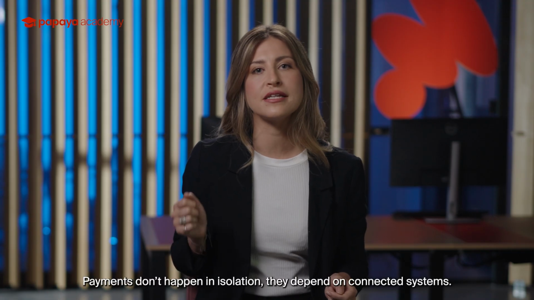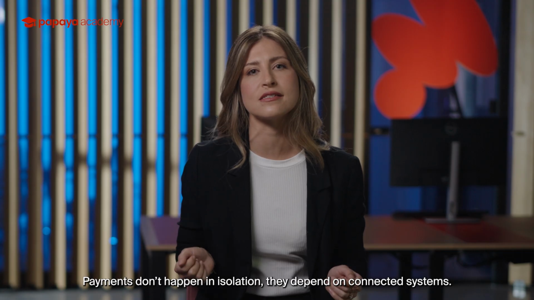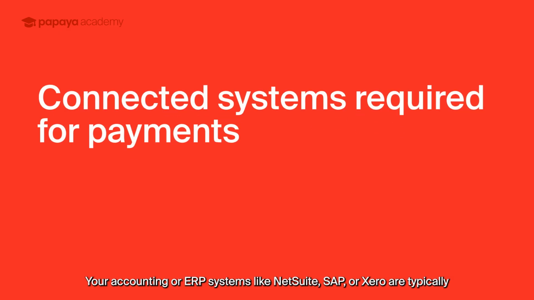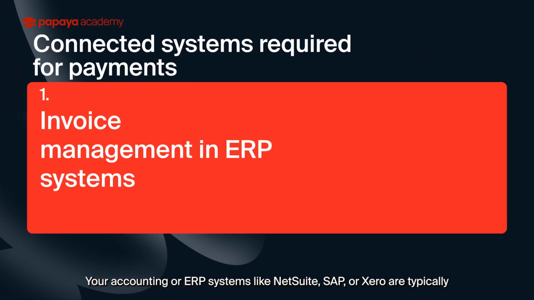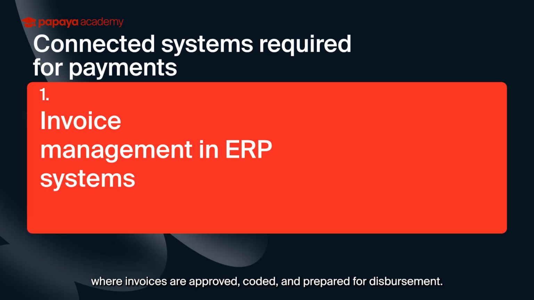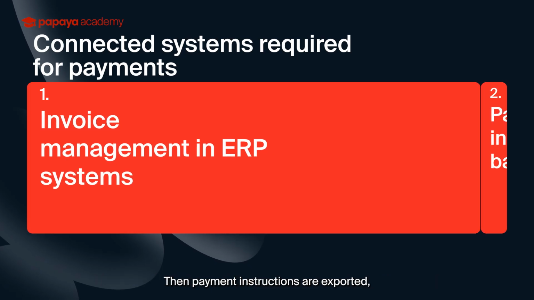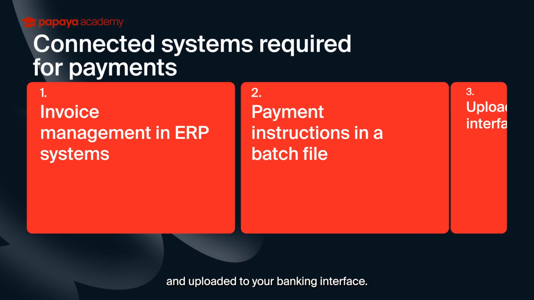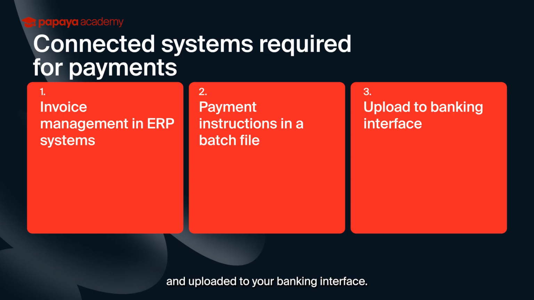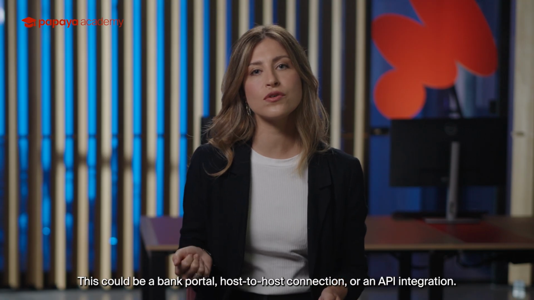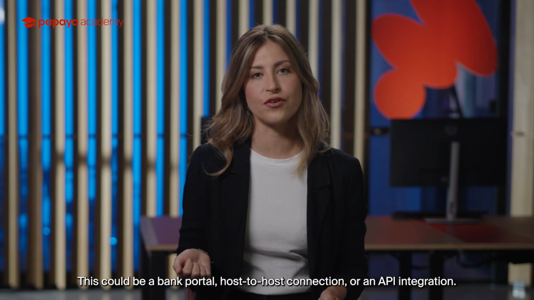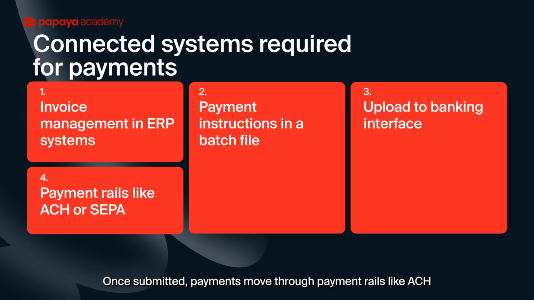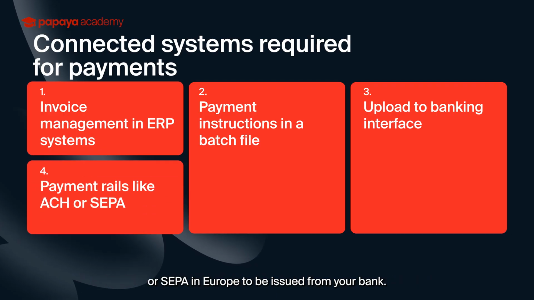Payments don't happen in isolation. They depend on connected systems. Your accounting or ERP systems like NetSuite, SAP, or Xero are typically where invoices are approved, coded, and prepared for disbursement. Then payment instructions are exported, often as a batch file like an XML or CSV, and uploaded to your banking interface. This could be a bank portal, host-to-host connection, or an API integration. Once submitted, payments move through payment rails like ACH or SEPA in Europe to be issued from your bank.